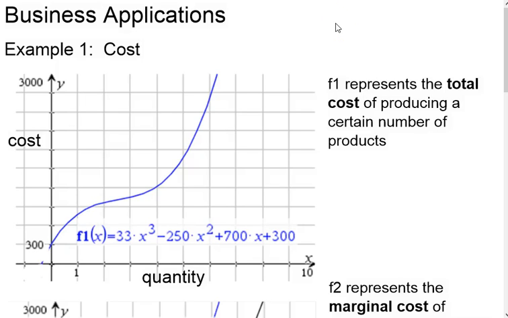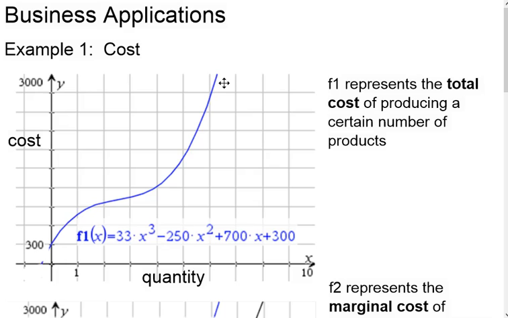In this video, I'm going to talk about business applications of the first and second derivative. So let's say you're a small businessman. You've just started your own business in your garage making dining room tables. This graph represents the cost that you have to spend, your expenditure for producing each table.